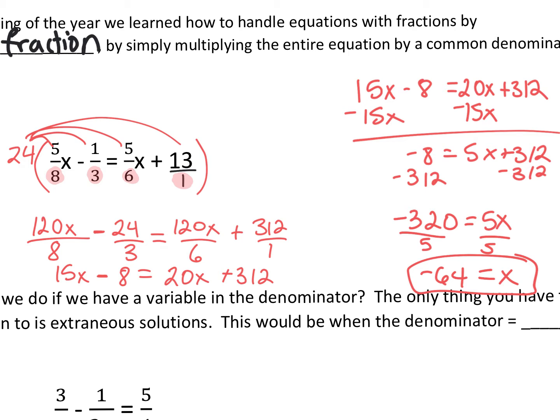Cool. Wait, okay. I lost track of how we got that 24. That was the common denominator. So something 8, 3, 6, and 1 will go into. Okay? That's the hardest part, just finding your common denominator.